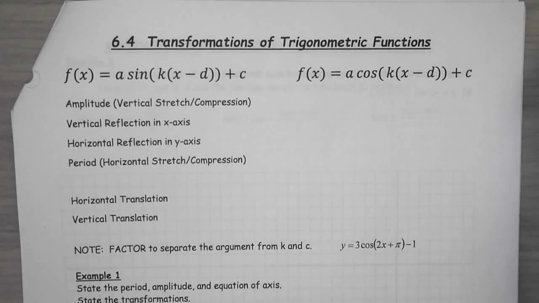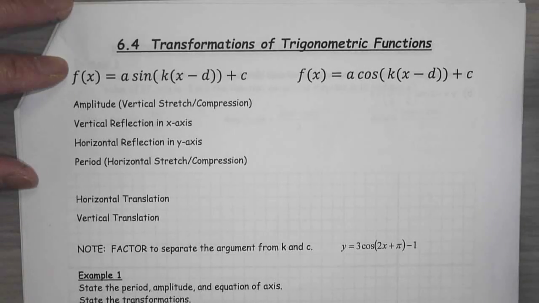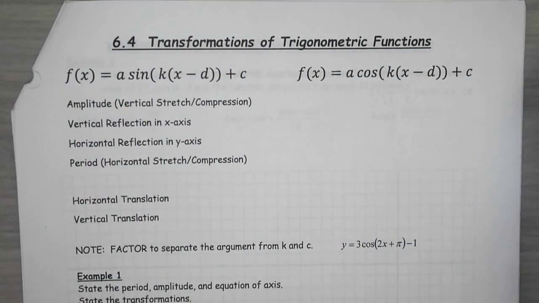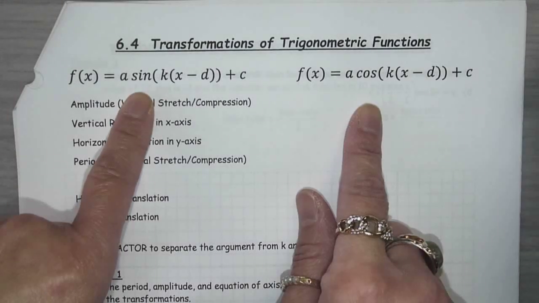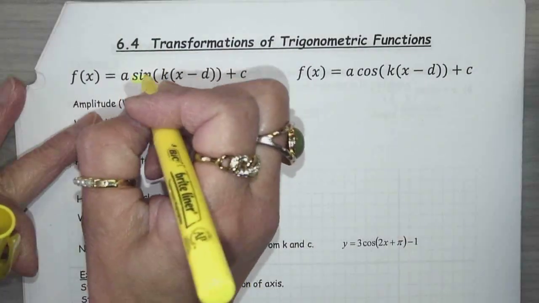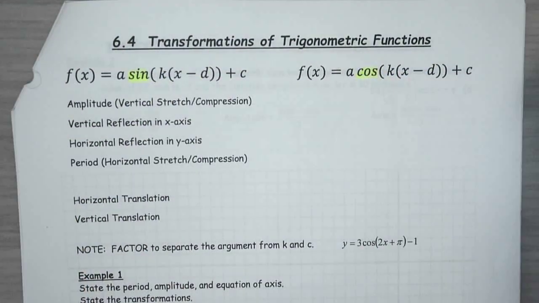6.4 is transformations of trigonometric functions. So we're going to do sine and cosine. It's all sine and cosine. We aren't doing transformations of tan or cotangent or cosecant or anything like that. We're just back to sine and cosine. So we're doing transformations of sine and cosine. So we've got that here, sine and cosine.